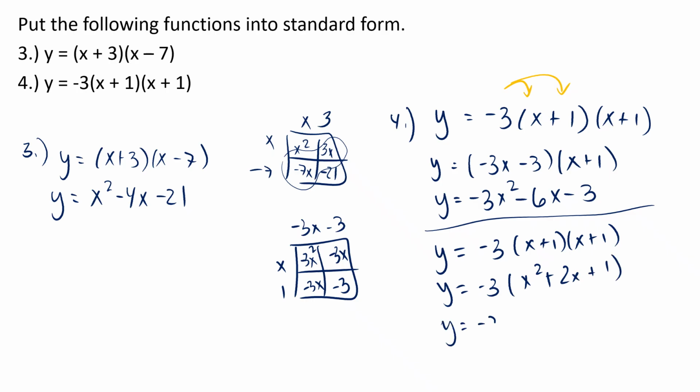And then you could multiply the -3 through. And notice that you get the same place. And if you're wondering, how did you get that? How did you get this right here?